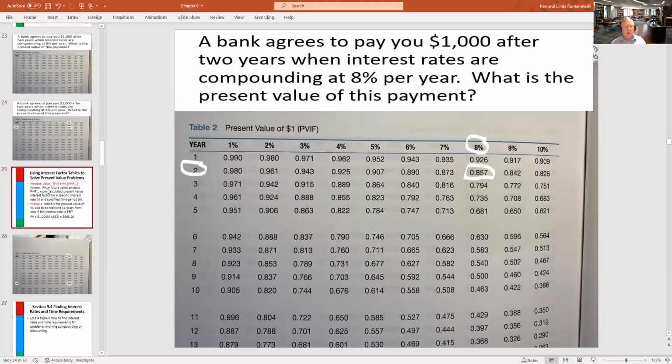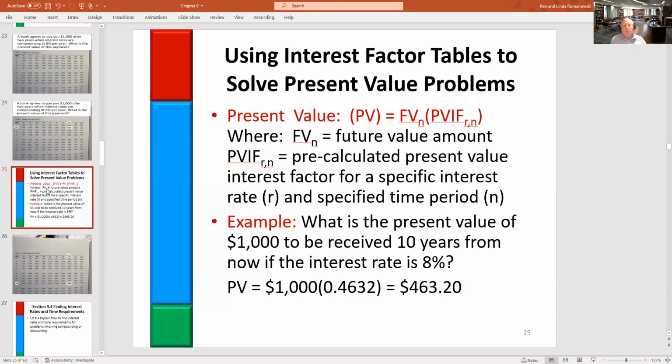All right, so let's move on here. What we're talking about when we're doing these factor tables is we're coming up with a number, a factor, which is then multiplied into a dollar amount that you are working with. So let's take another example. Let's say you have present value. What is the present value of $1,000 10 years from now when interest rates are currently at 8%?